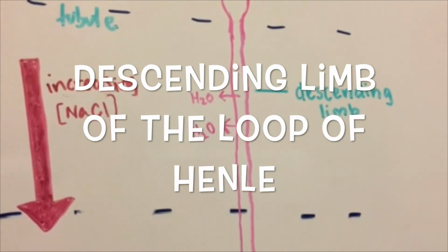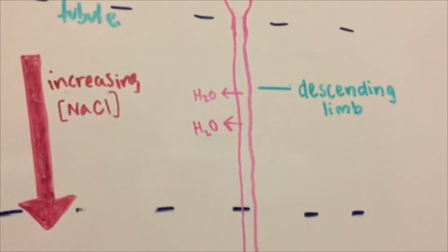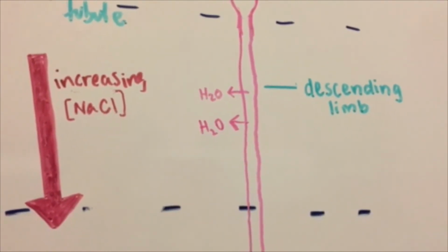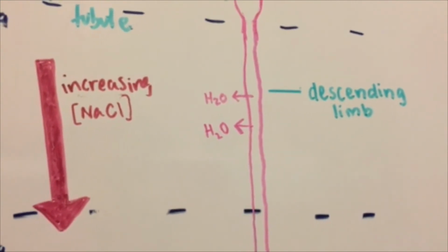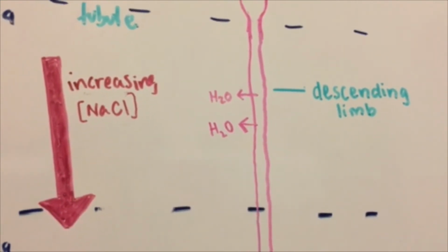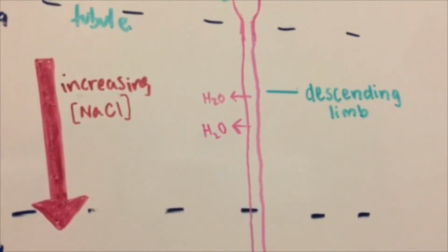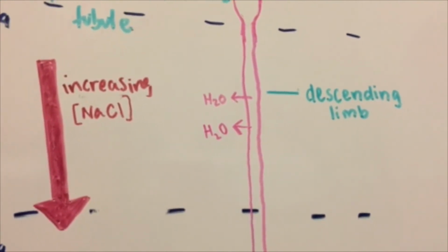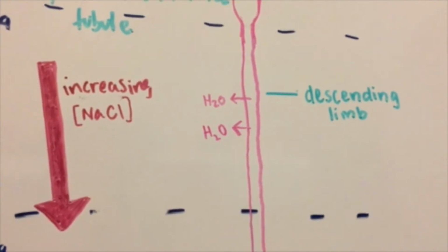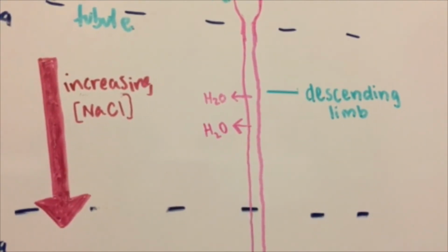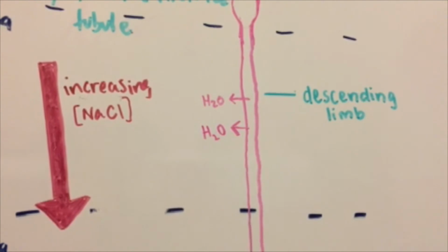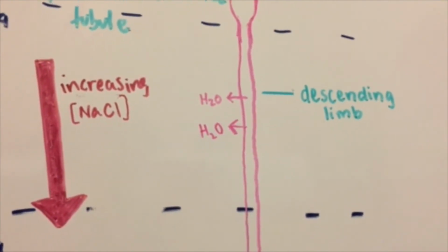Filtrate from the proximal convoluted tubule then enters the descending limb of the loop of Henle. The descending limb is permeable only to water, and the medulla has an ever-increasing osmolarity as the descending limb traverses deeper into it. As the descending limb goes deeper into the medulla, the increasing interstitial concentration favors the outflow of water from the descending limb, which is reabsorbed into the vasa recta.